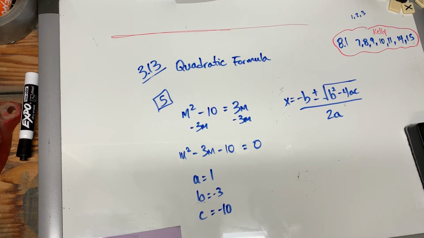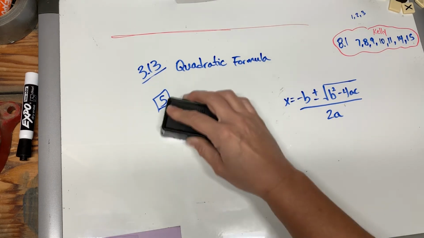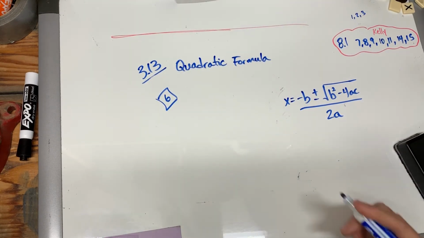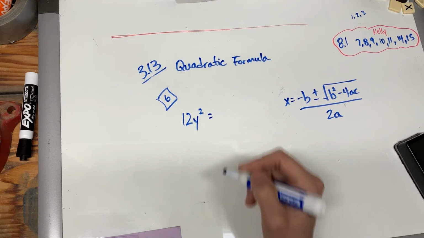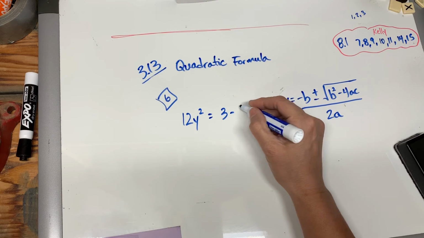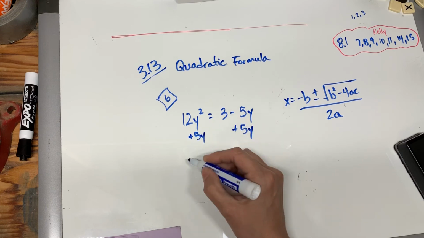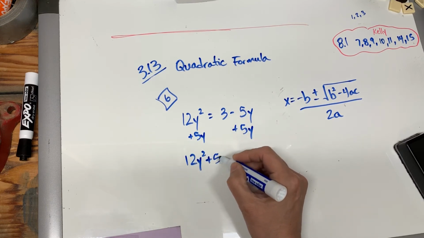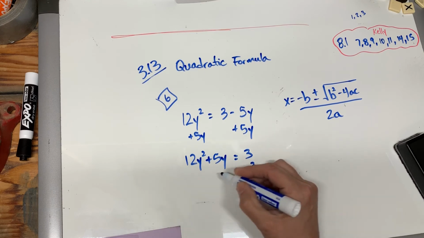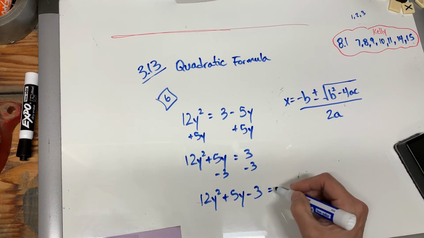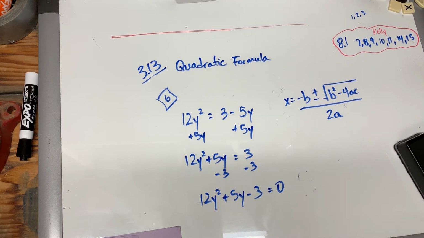Okay, so question 6 also starts off out of proper format. So we've got 12y squared equals 3 minus 5y. So let me move the 5y. I'll get 12y squared plus 5y equals 3. And then I'll move the 3. 12y squared plus 5y minus 3 equals 0. So now it's in standard format. And my A is 12, my B is 5, my C is -3.